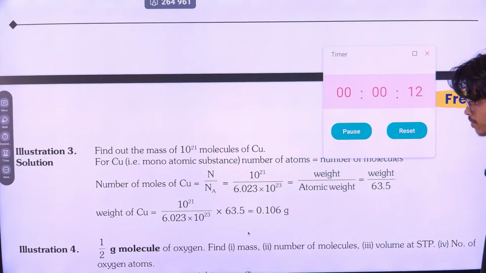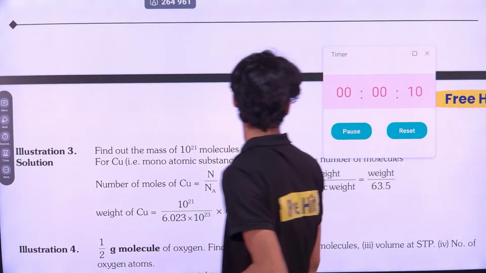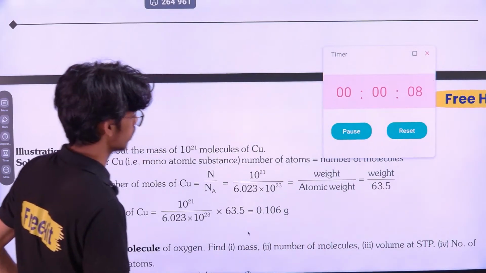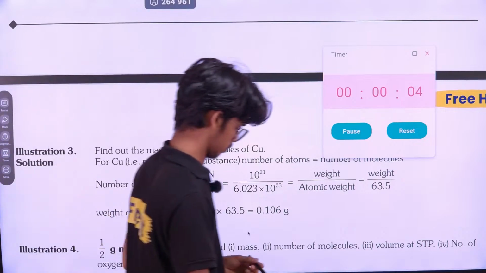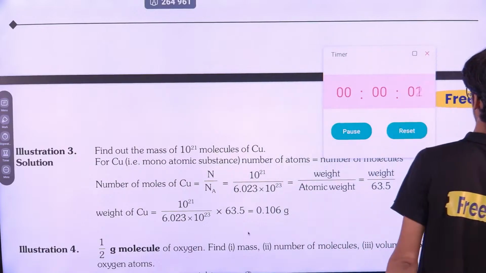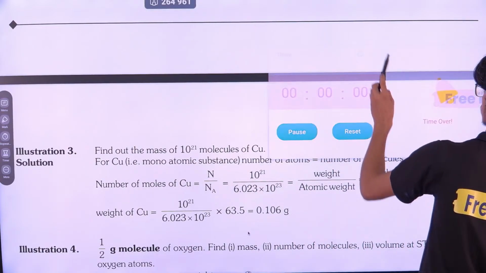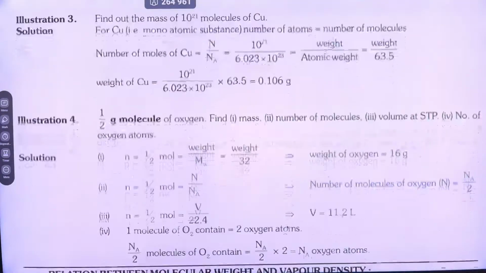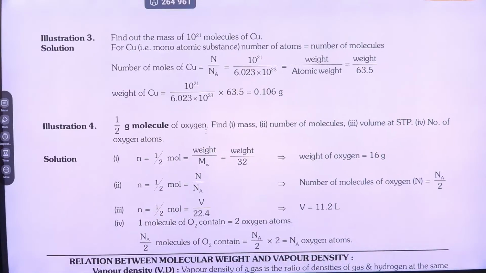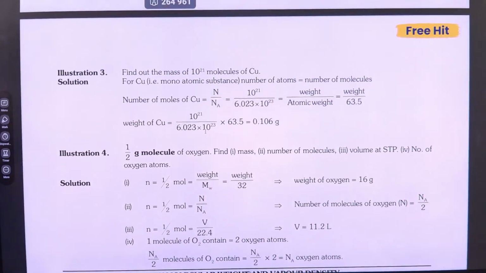Number of oxygen atoms. Okay, 10, 9, 8, 7, 6. Okay, done. Three, 2, 1, 0, done. Okay, now let's see.